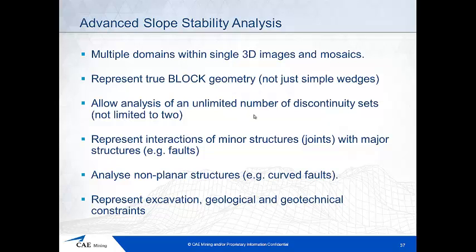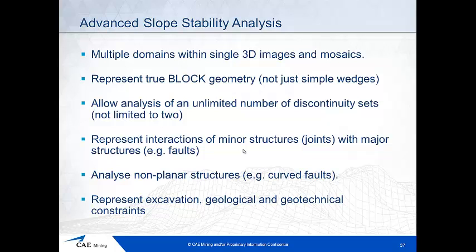Well, the major things which will be developed will be that we will be able to apply multiple domains across single 3D images or mosaics. So I think I mentioned that before. We can map multiple domain areas inside a 3D mosaic. The new functionality will not just be restricted to wedges. It will detect any type of unstable ground on the image. So in doing that, we work with block geometry as opposed to just simple wedges. It will represent interactions of minor structures like joints with major structures like fault lines, and it will also allow us to analyze non-planar structures or curved faults.